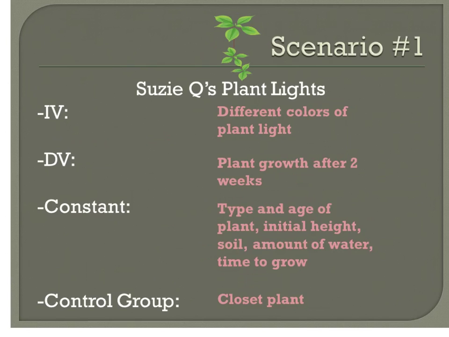Finally, we come to scenario number 3. I know this slide says number 1. That's because I can't type. So on your paper it does say scenario 3, and this involves Susie Q and some plant lights.